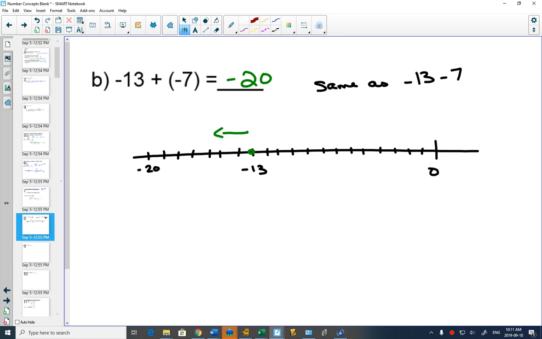Some things that are interesting for me: 13 plus 7 is 20. -13 plus -7 is -20. So when you're adding two negative numbers, it's very similar to adding two positive numbers. 5 plus 2 is +7. If I did -5 plus -2, I'd get -7.